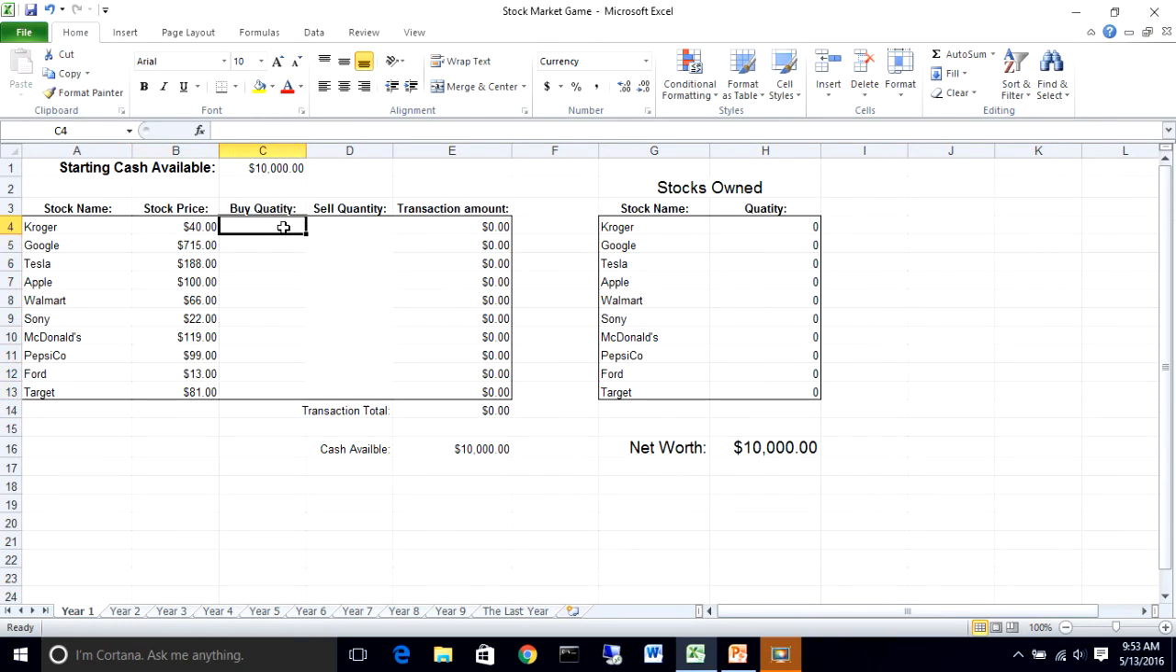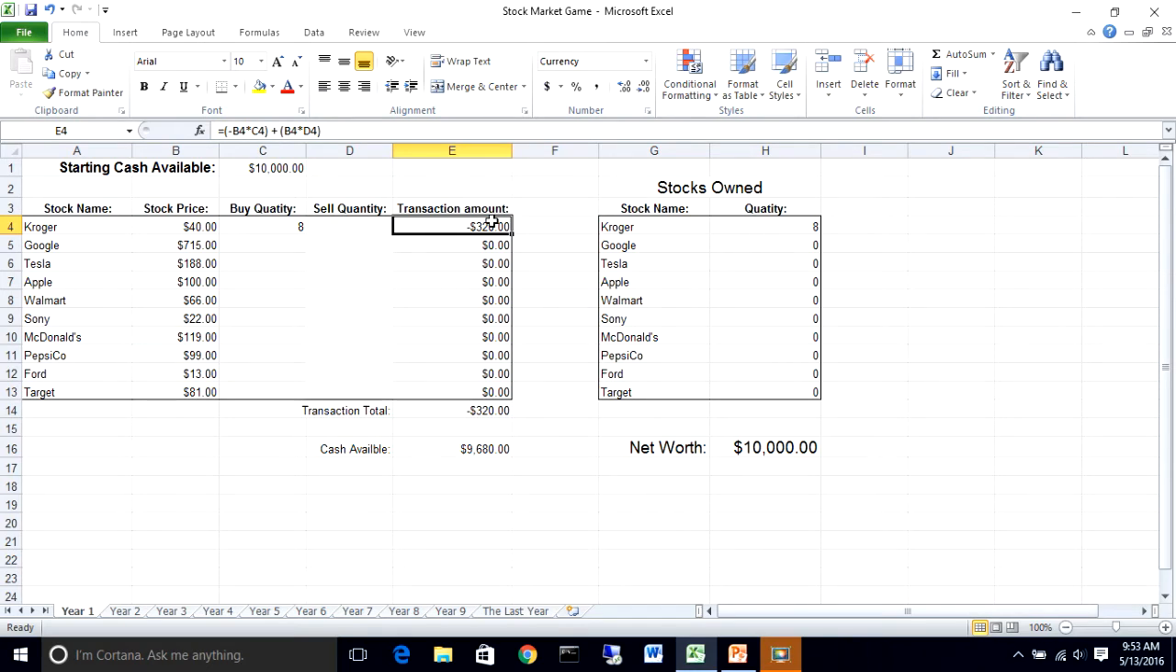Okay, so let's go through here and say Kroger. I shop at a Kroger store. Our local Kroger here is called King Supers, but I've shopped at Kroger pretty much my whole life, so I'm going to say I really like them. So I'm going to buy 8 of them. Notice my sell category right here is all grayed out because the first year I don't have anything to sell. I'm only buying. Okay, so I bought 8 of them. They are $40 a piece, so that transaction cost me $320.